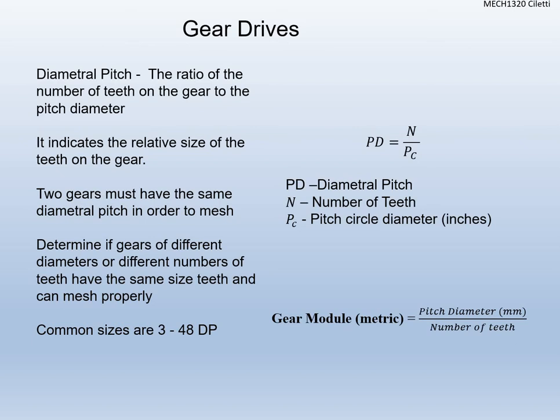All right, so we use it to determine if gears with different diameters or different numbers of teeth but the same size teeth can mesh properly. Common sizes for diametral pitch, remember, we have standards. Somebody's not going to make their own custom gear. Common sizes are anywhere between 3 and 48. We can also do it in metric, and in metric, instead of diametral pitch, they call it the gear module. It's the pitch diameter divided by the number of teeth.